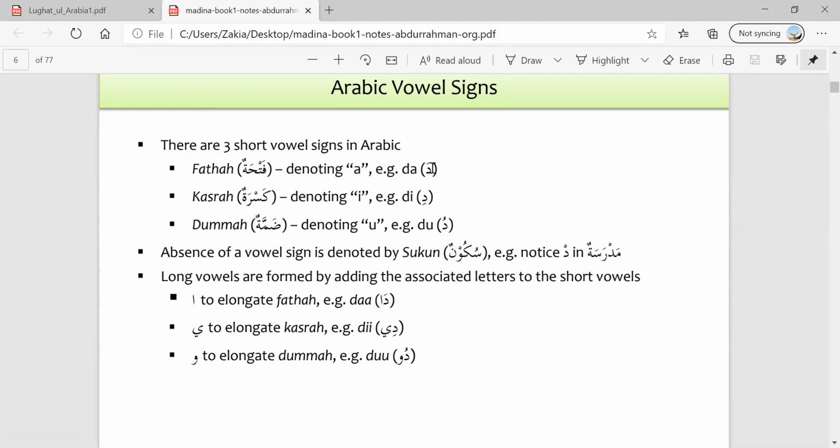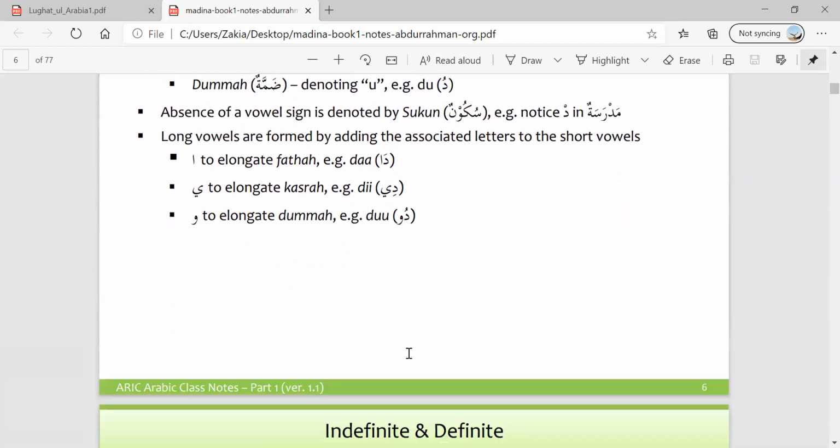Okay. But once we place them on a letter, the name of this letter is dal. So when we put a vowel on it, we say da, di, do. And then if we place the long vowels, which are the actual letters, we say daa, dee, doo. So we elongate it, two counts, okay. I hope that makes sense. If you are taking tajweed, it will be easier for you to understand and grasp that.